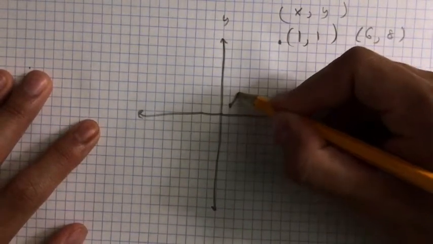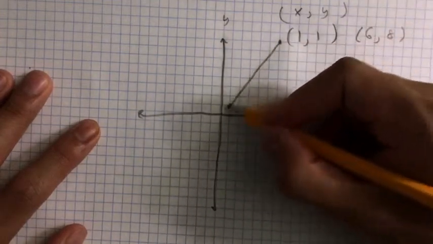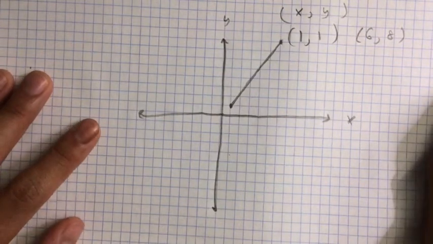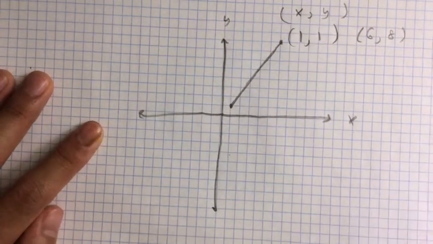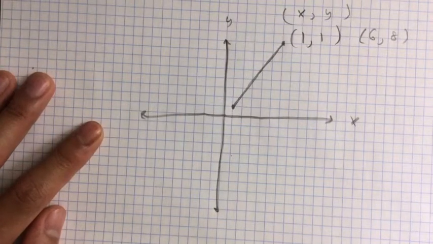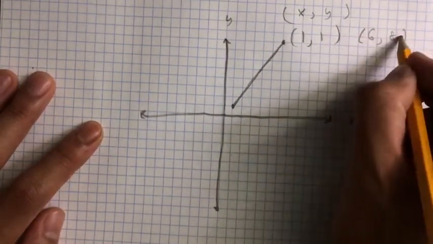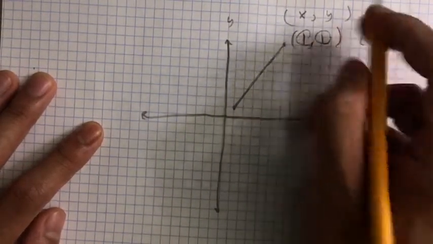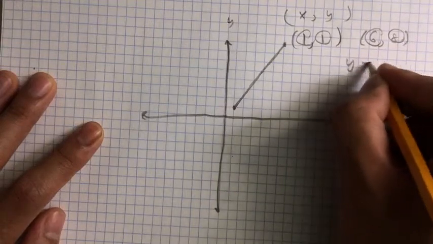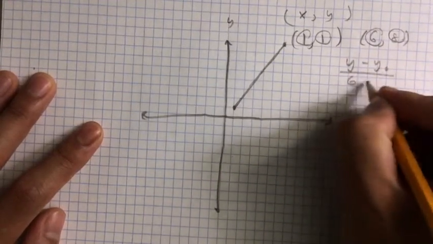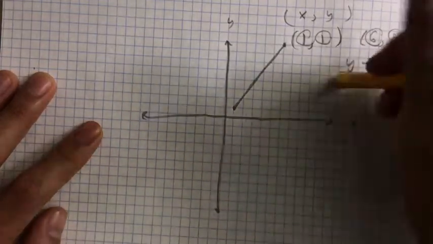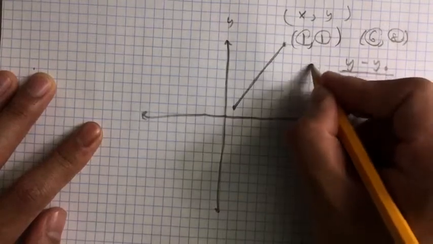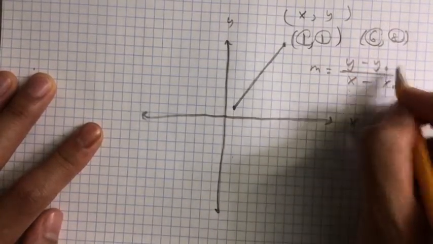line segment. So I'm going to connect them like that. And now you want to say, well, how steep is that line? Well, you can tell the steepness of a line like that by finding the slope. And to find the slope of a line, you take the y minus this y over x minus this x. So the equation is m equals (y minus y naught) over (x minus x naught). That's how you find slope. And slope is represented by m. And naught just means the other x.